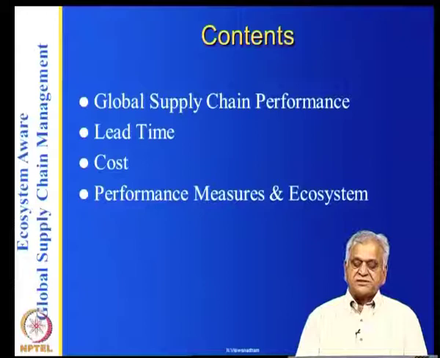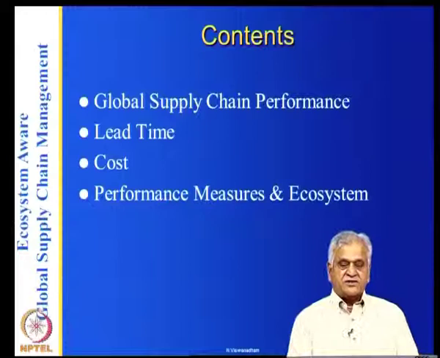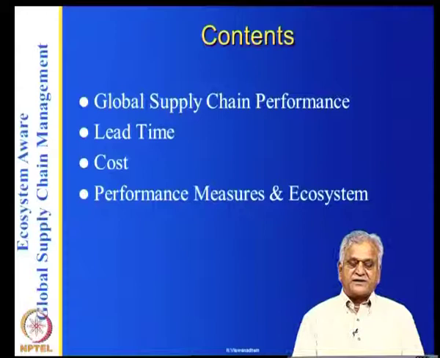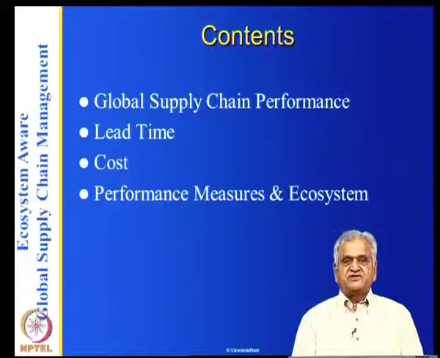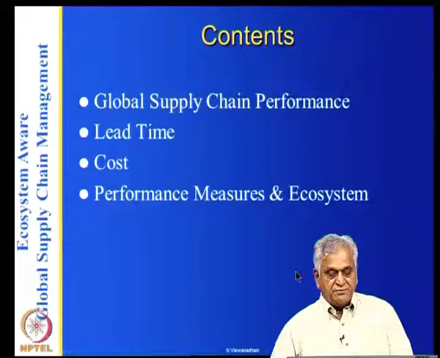Now, as I told you before, the ecosystem, the four elements, have several decision makers. In other words, if you take the institution, the government is the decision maker, if you want to change the policies to make the institutions more favorable towards the supply chain performance. Similarly, if you are looking at the resources, or the delivery infrastructure, then the corresponding decision makers need to be responsible for the supply chain performance. So that's where the performance measures and the ecosystem is an important thing.